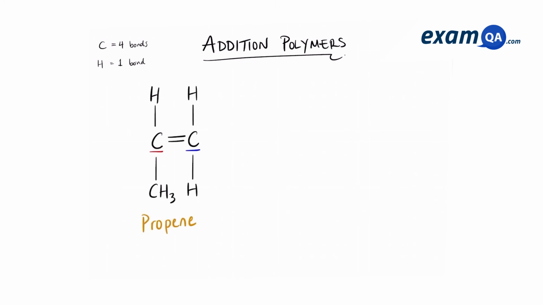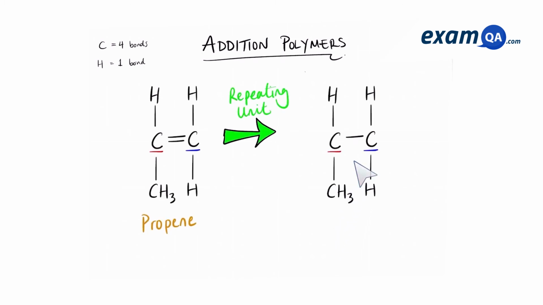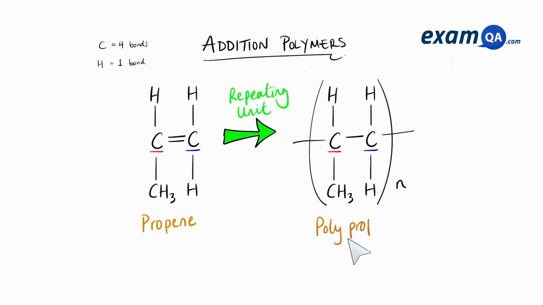Now let's draw the repeating unit. First, we're going to get rid of the double bond. Next, we're going to draw a bond coming out of each carbon. Finally, we're going to put round brackets around it. And to name it, this will be called polypropene.